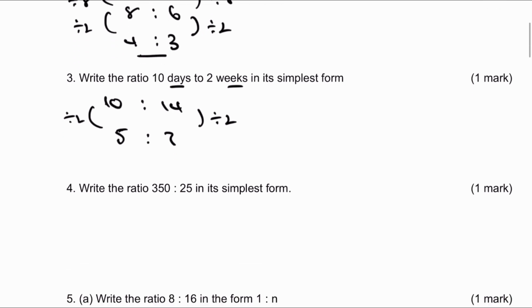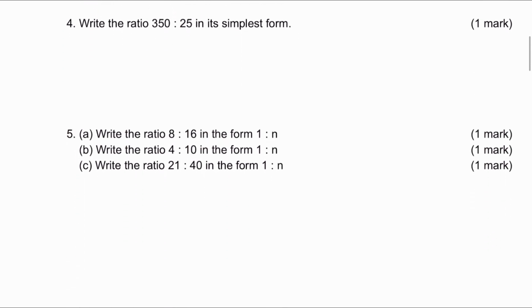Okay, let's move on then to question number 14. Write 350 to 25 in its simplest form. So really, as we've done before, it's just a case of working through, because what we can do is start with 350 to 25. Now, I know both sides are divisible by 5. So if I divide that by 5, I'm going to get 70. If I divide this by 5, I'm going to get 5.